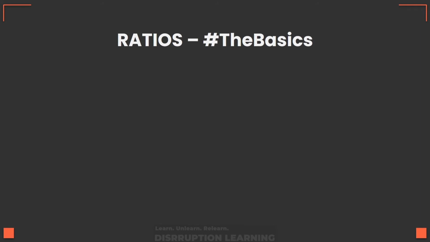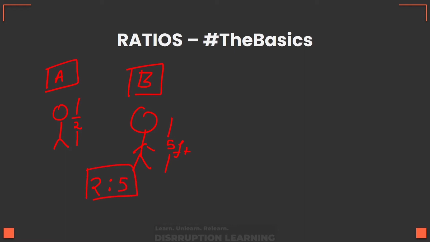Let's say again, A is a boy and he is 2 feet tall. He's a kid really, so he is just 2 feet tall, and his brother B, who is his elder brother, is probably 5 feet tall. So the ratio between them of their heights is 2:5. Again, as simple as that, because 2 feet is what A has and 5 feet is what B has. So the ratio is 2:5.